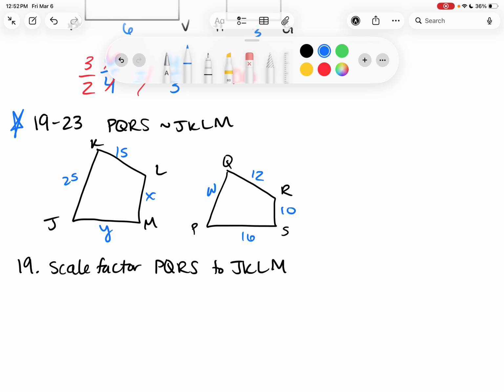So we're going to have 12 over 15, which would reduce to what? 4 over 5. And so then the way that we write our answer to write a scale factor is we write 4:5. So that means 4 to 5 is our scale factor for going from PQRS to JKLM.